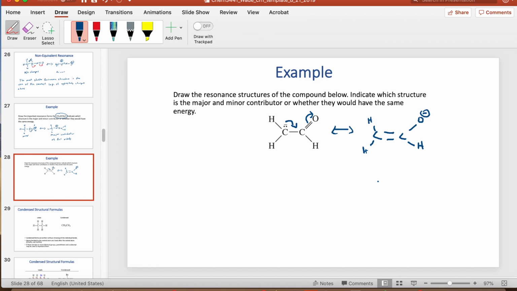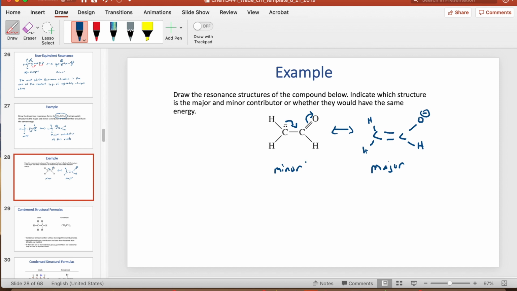So now we need to look at charges, and what we can see is that in the one over here, the negative charge is on the oxygen. That's important, the negative charge being on the more electronegative atom, which is oxygen. Over here, the negative charge is on a carbon, so that's not good. That means this one would be the major contributor, while this one is the minor. So you need to work through those sorts of rules. One of the biggest things, of course, is checking for octets. Make sure everything has a full octet.